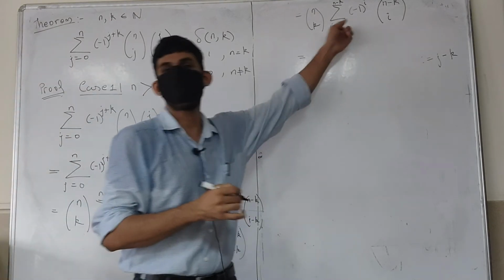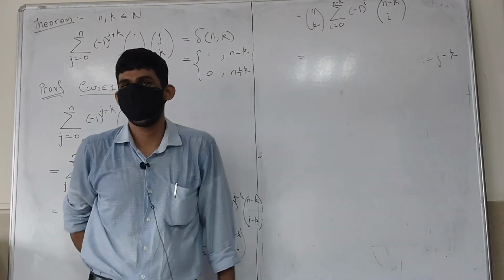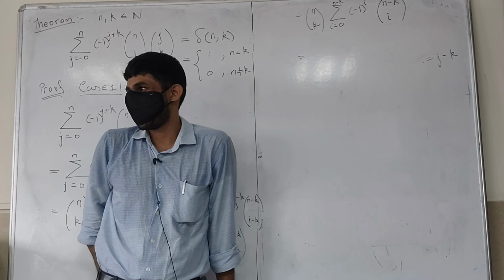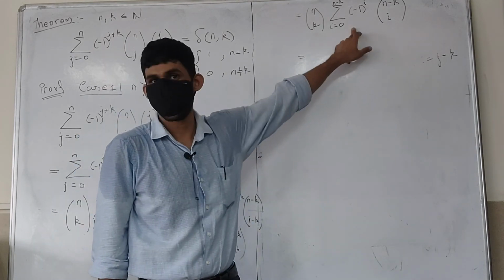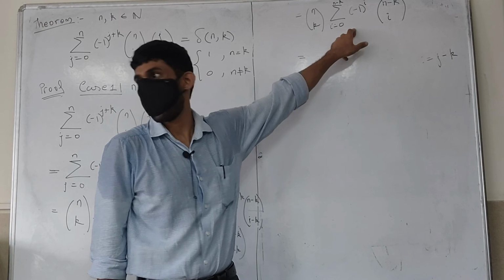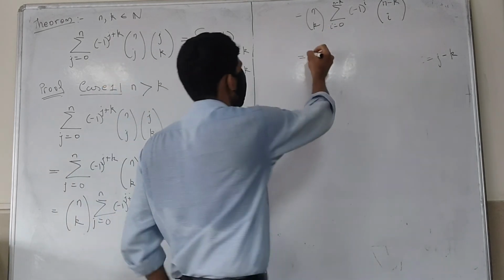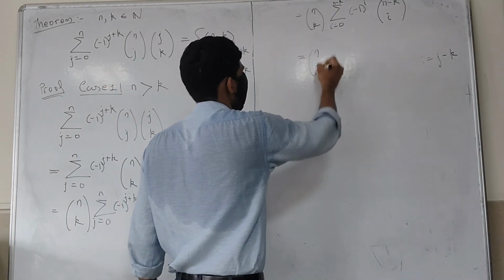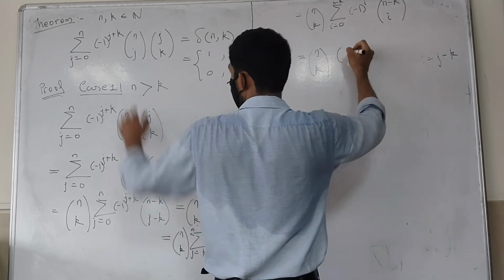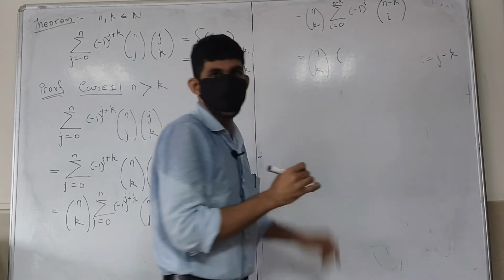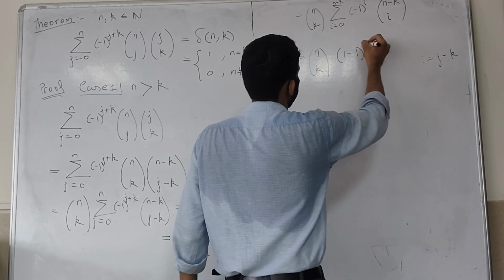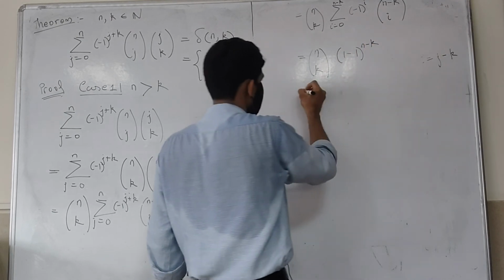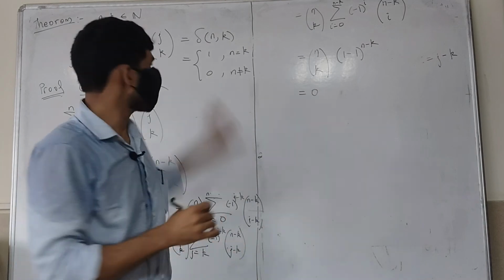This is a binomial expansion of something. What? This is (1 − 1) raised to n − k. Right? This is exactly (1 − 1) raised to n − k. And since n is strictly greater than k, nothing is really going to go wrong. And this is 0. Okay, so this is 0.